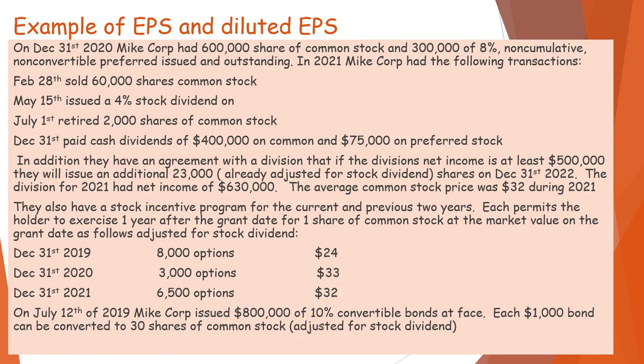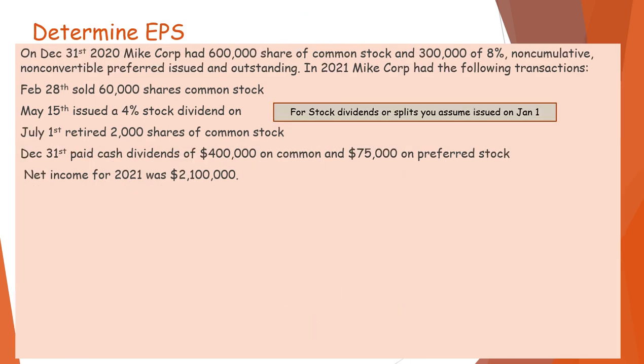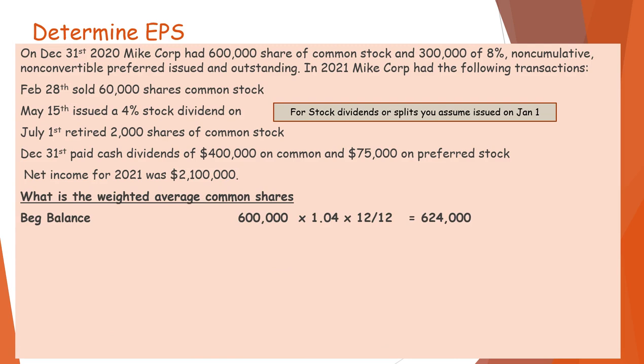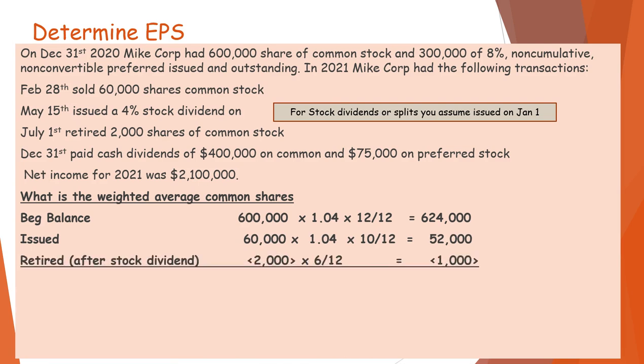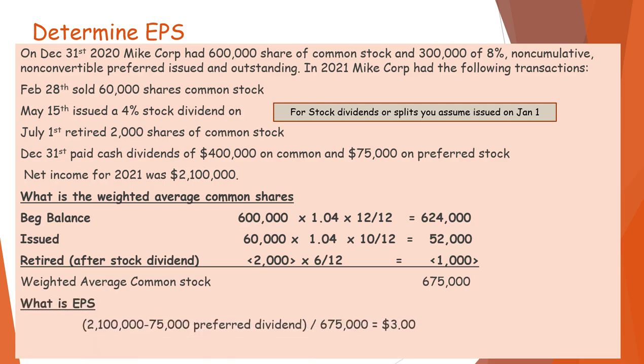Now, what does all that mean? So let's first look at earnings per share. Again, we have to assume that the stock splits at the beginning of the year. So we're going to look at our beginning balance times the stock dividend. We issued another $60,000 for 10/12 of the year. And then we retired, but this transaction was after the stock dividend, so we ignore the stock dividend. Now we have our weighted average for common stock, and we take out the preferred dividend, and we get $3 per share.